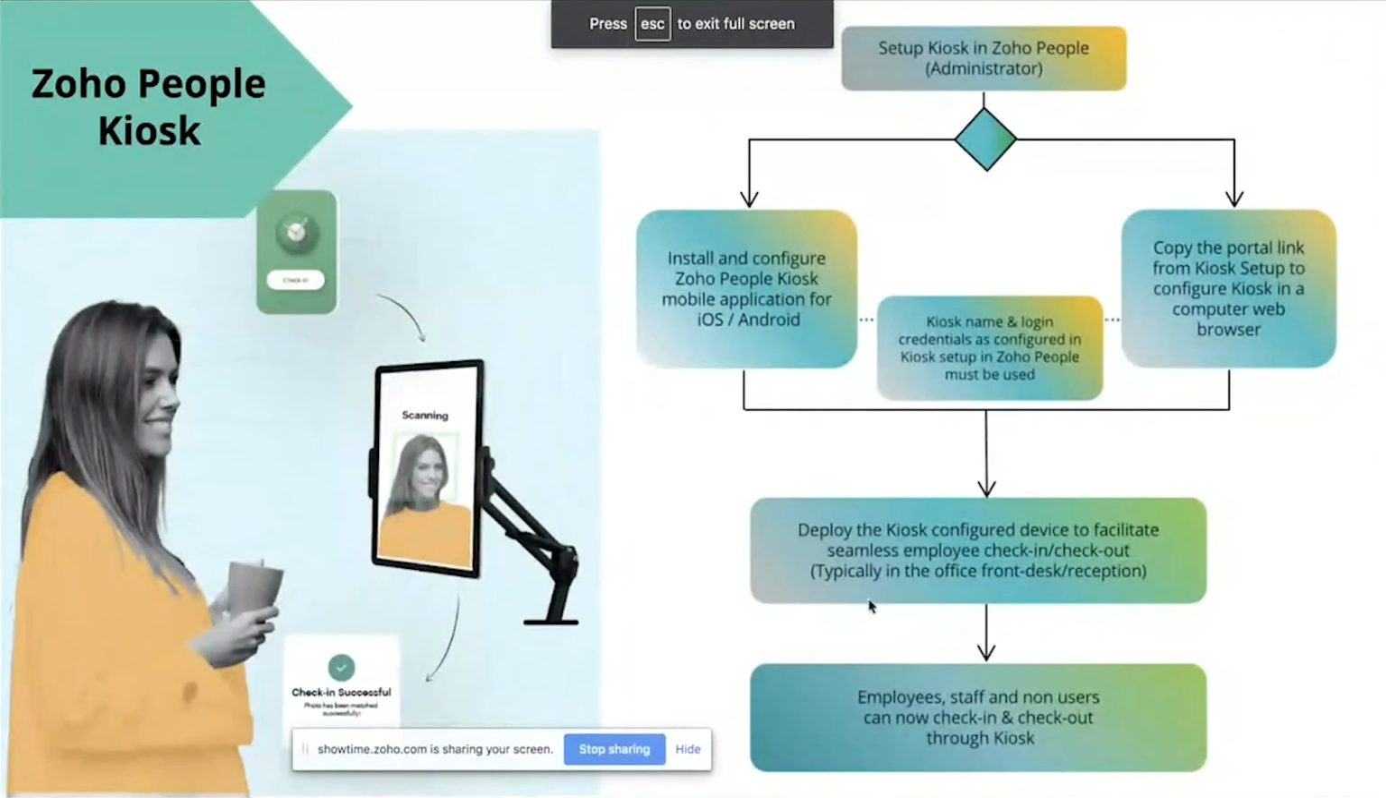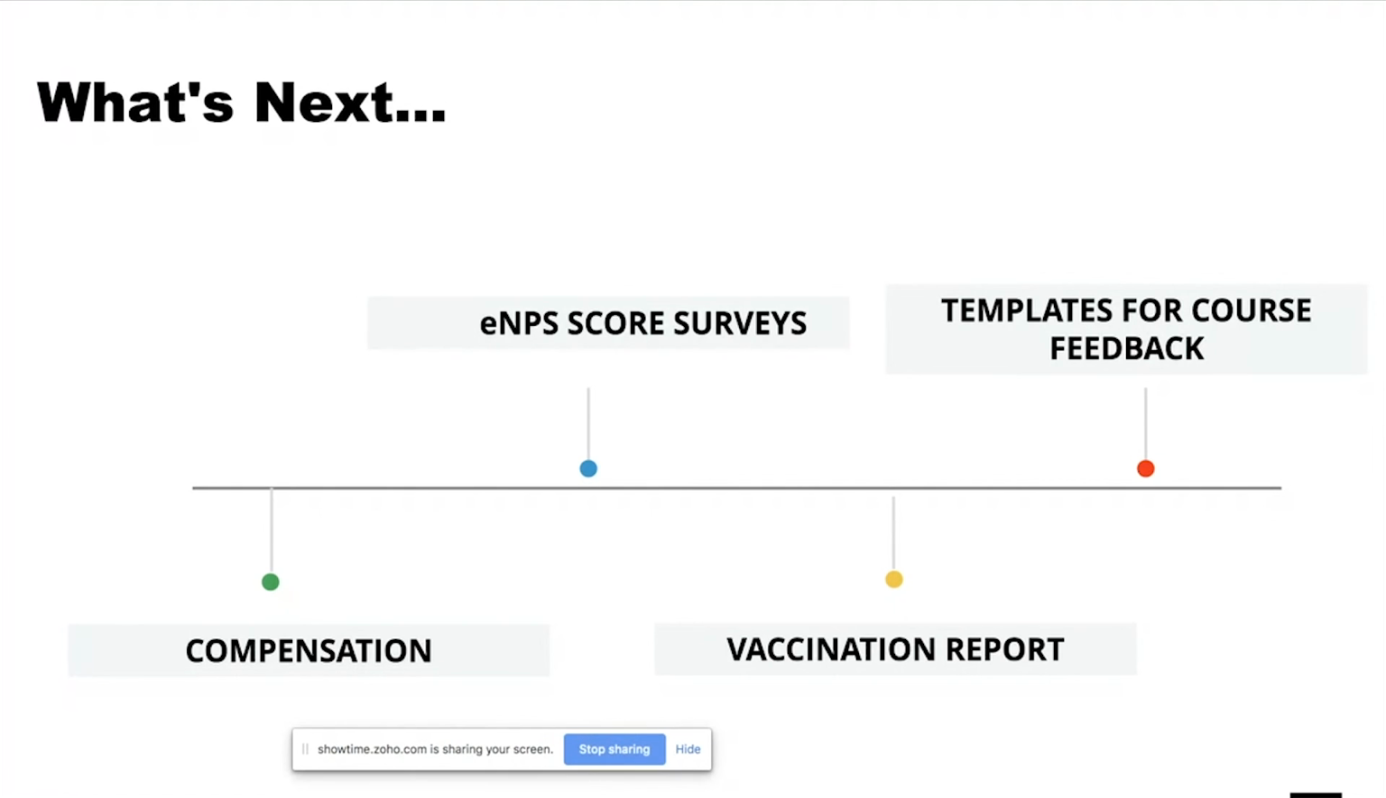Now, getting back to my slides here, let's take a quick look at what is upcoming in the next few months. So we are working on an elaborate employee net promoter score survey. So this will help you check on your employee satisfaction levels, and if your employees would recommend your company to their people in their circle. So such scores will help you measure your employees' engagement and their satisfaction. So we are working on a simple ENPS score module that will soon be available.